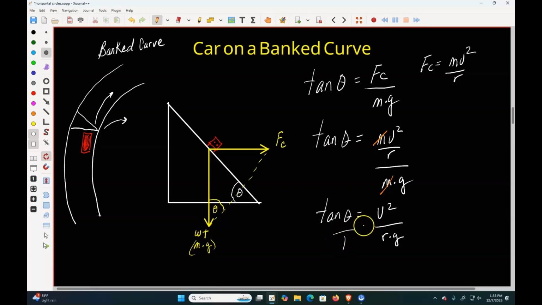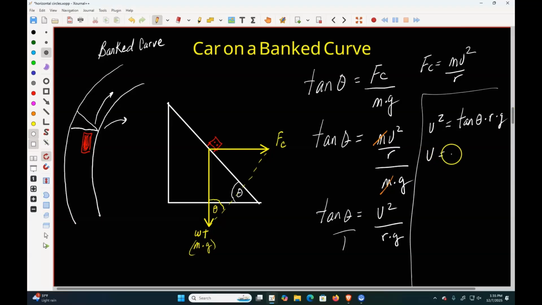If I cross multiply, I can solve for velocity. So velocity squared is equal to tan theta times r times g. So the velocity is equal to the square root of tan theta times r times g. This is a formula we'll use often if I'm given the angle.